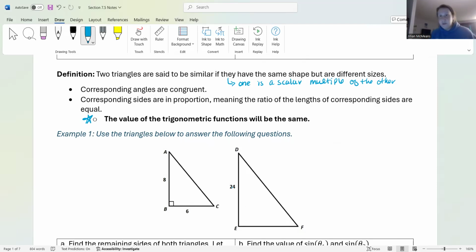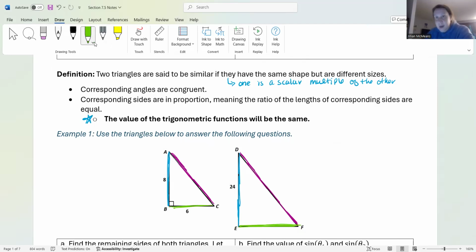Okay, so let's first talk about corresponding sides and corresponding angles. So let's say for the smaller triangle, side AB, well, it's in the same location as side DE. So those are corresponding sides. Let's switch colors. Let's say AC is the hypotenuse, so it's going to match up with the hypotenuse on the second triangle, which is DF. And then finally, the base of the triangle BC is going to match the base of the second triangle, which we're going to call EF.